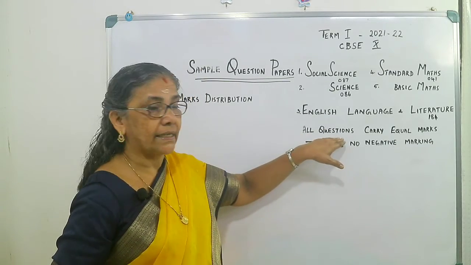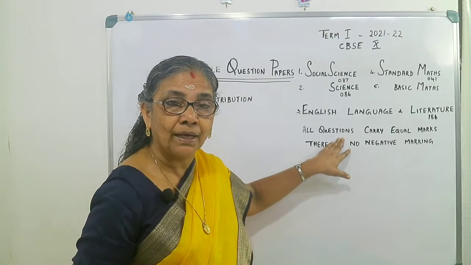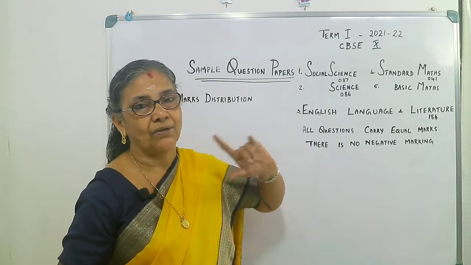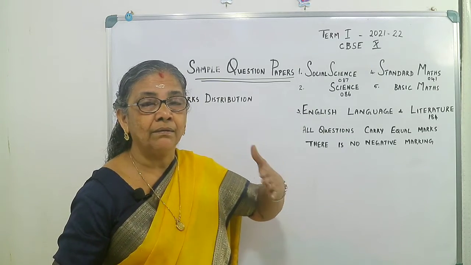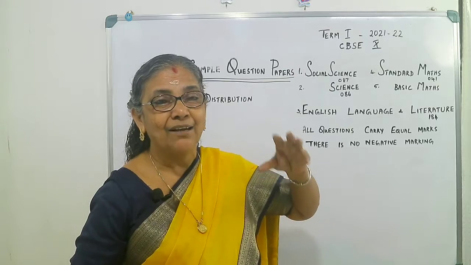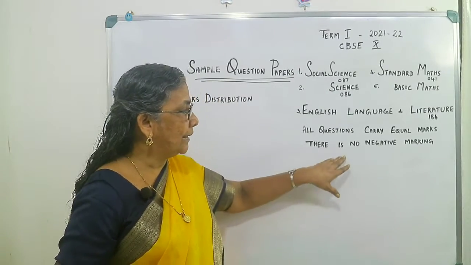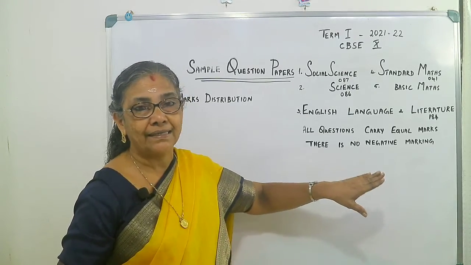All questions carry equal marks and the children have to write 40 marks, but there are more marks available, so the choice is there. From each section there is a choice. That is very important, so the children should know about it. Don't simply complete all answers; find out how many answers they have to attempt. And there is no negative marking in the other subjects.